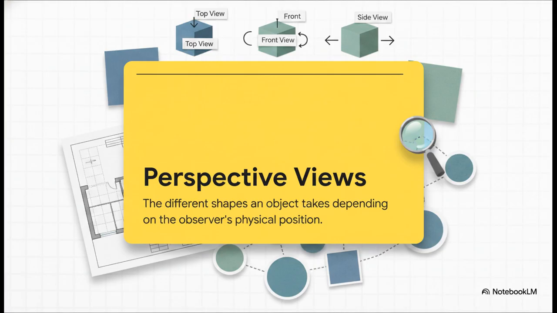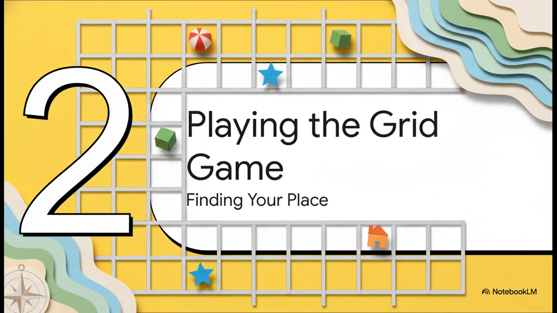They are literally the fundamental building blocks of spatial geometry and architecture. They describe the different visual shapes an object takes depending strictly on the observer's physical position relative to it. Mastering this chapter means really understanding that getting a true picture of reality requires us to look at things from multiple angles. All right, moving right along to section 2, playing the grid game, finding your place.